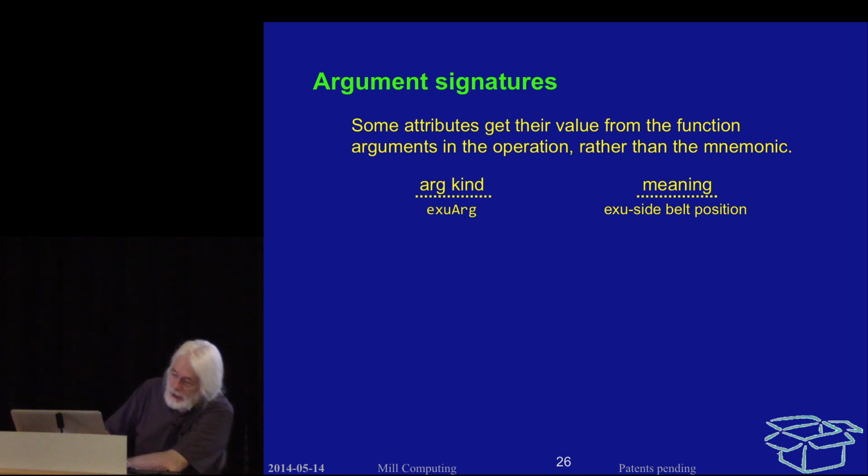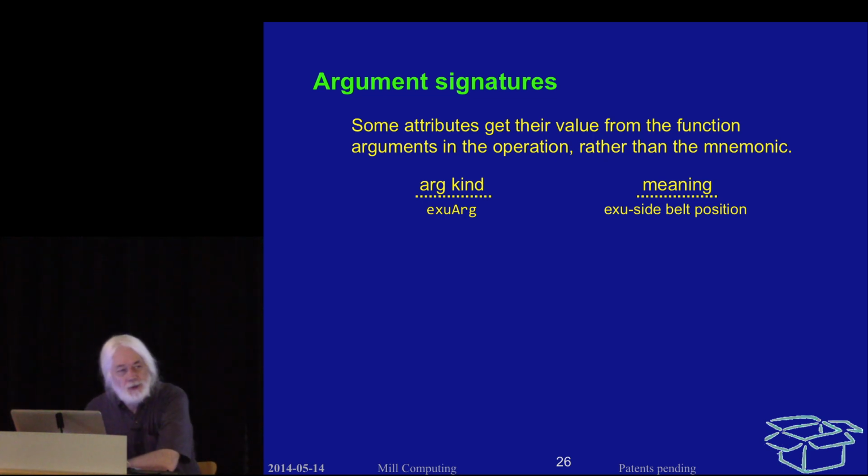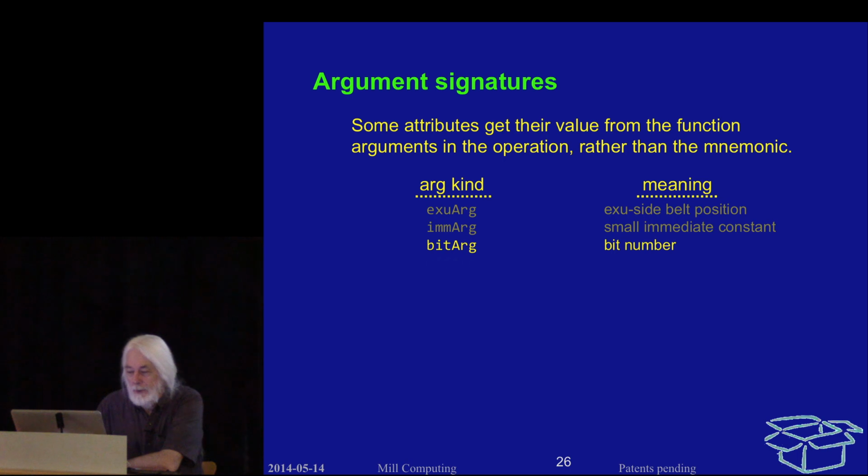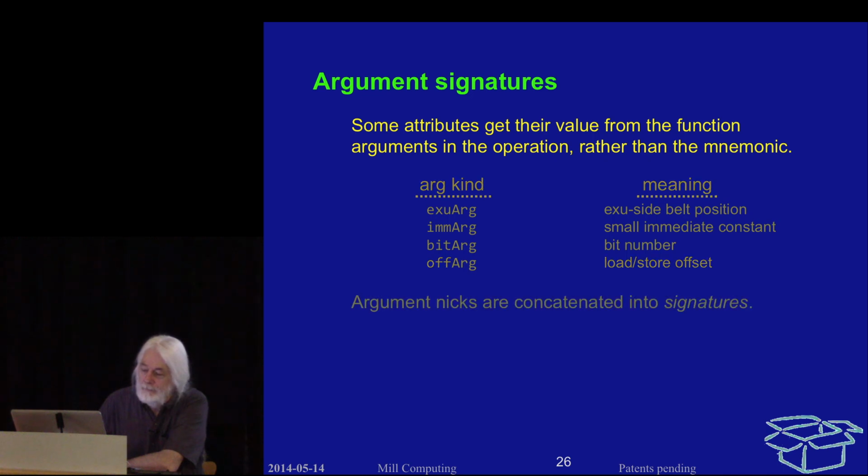If it's an XUarg, then that means that this is a value for an attribute which indicates a belt position. An imarg, naturally enough, is a small immediate constant. A bitarg is a bit number. An offarg is a load store offset, which in the Mill is a 32-bit offset. The argument nicks wind up being concatenated signatures.